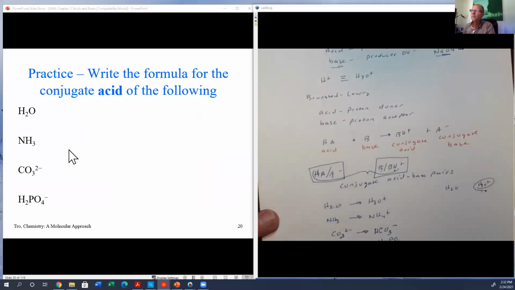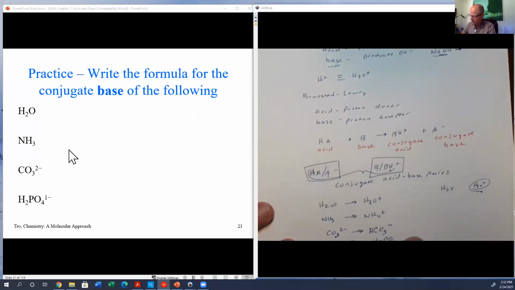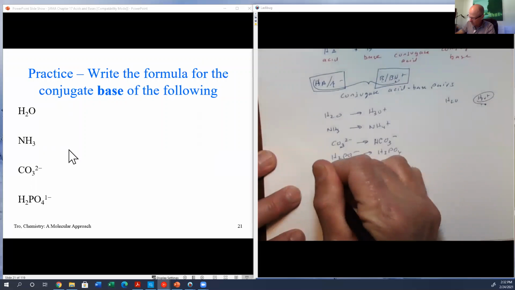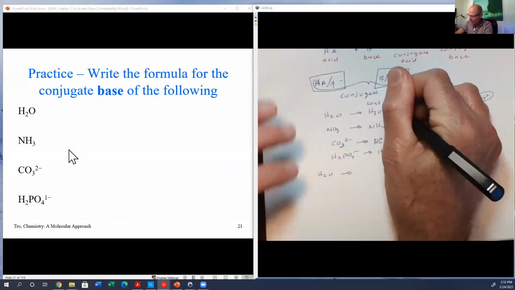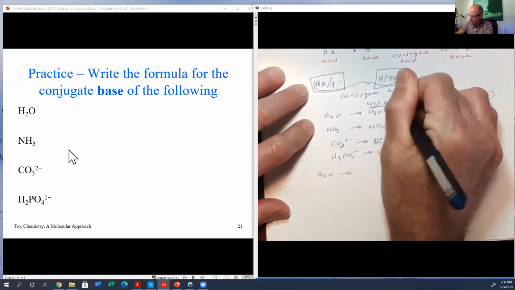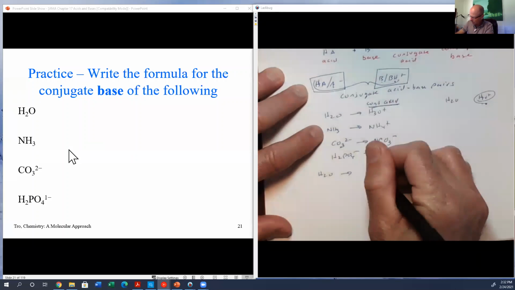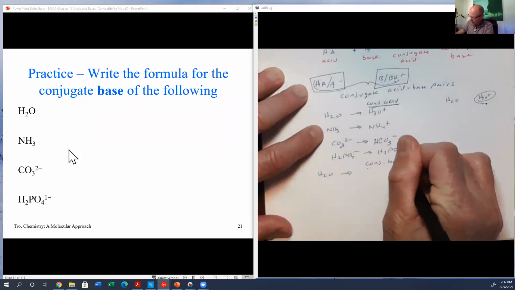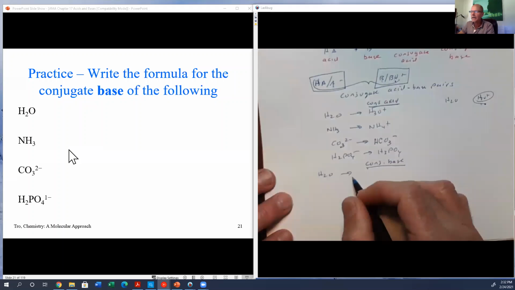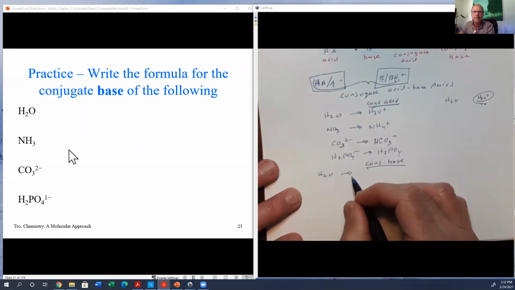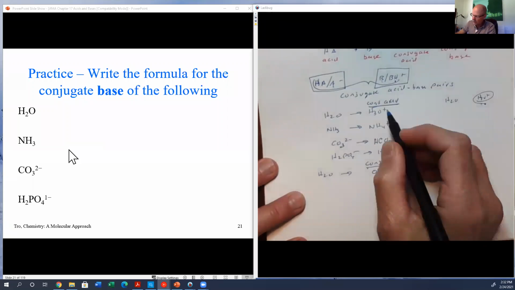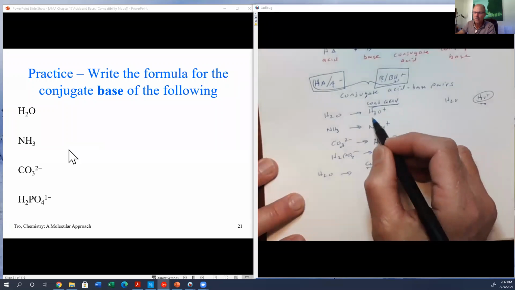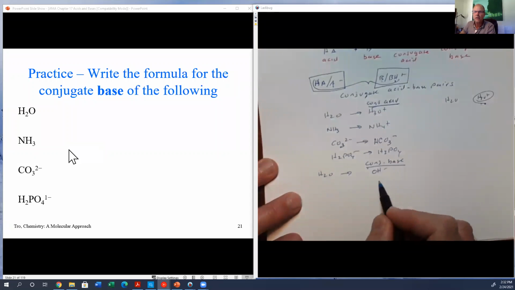All right, so here we wrote the formula for the conjugate acid. Now let's write the formula for the conjugate base of each of these. So this is the conjugate acid up here, and here are the conjugate bases down here. What's the conjugate base of H2O? OH negative. Correct. To get the conjugate acid, you add a proton. To get the conjugate base, you remove a proton, right?